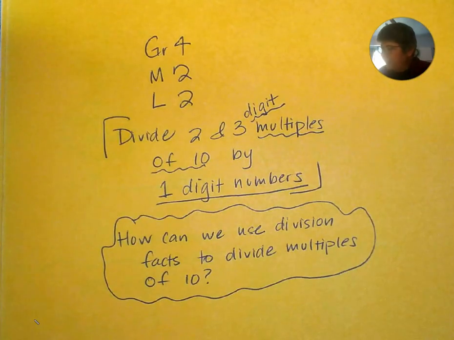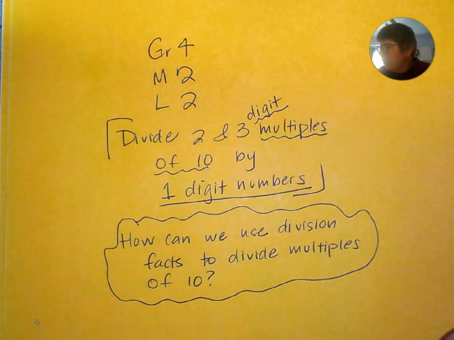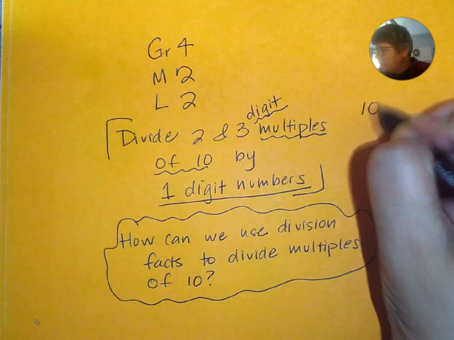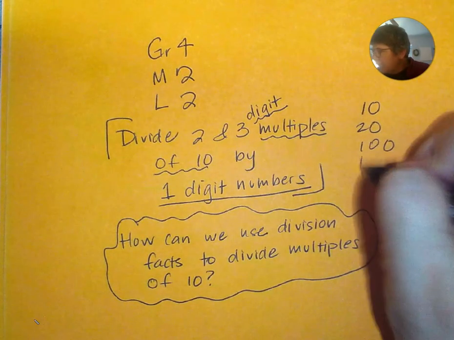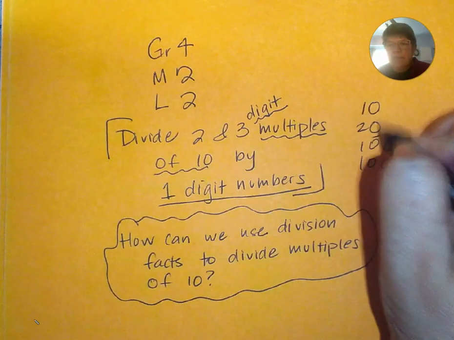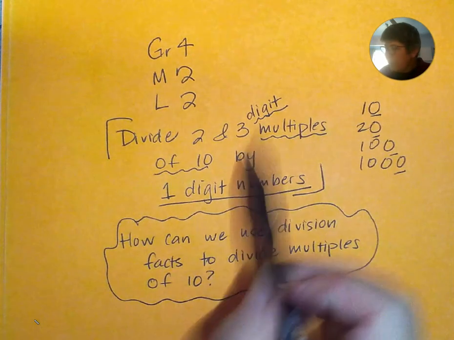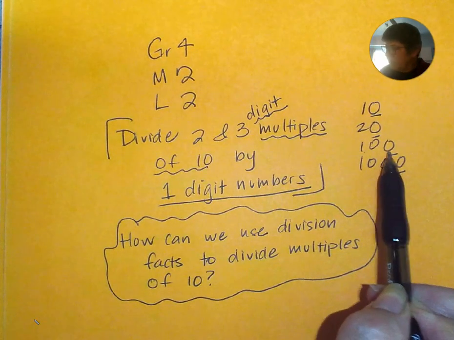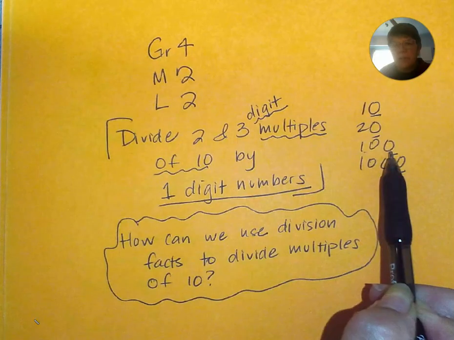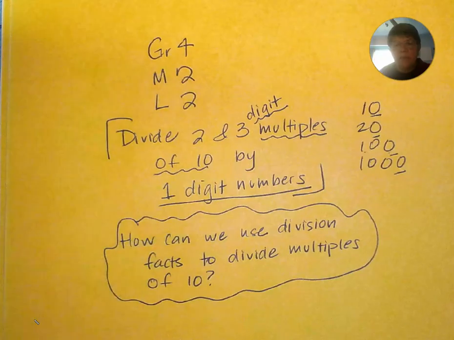Okay, so let's talk a little bit about what multiples of 10 are. They are always going to end in 0. So multiples of 10: 10, 20, 100, 1000, right? Any number that ends in 0 is something that you could multiply 10 by to get that number. Multiples of 10. And 3 digits means that it has 3 digits, 3 parts, right? 3 numbers here. That's 3 digits. This would be 4 digits. And 1 digit means just one number is going to be dividing them, okay?